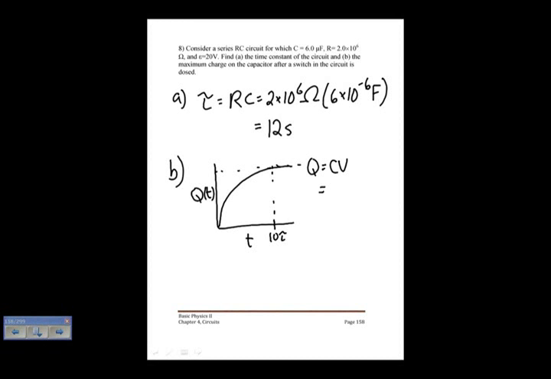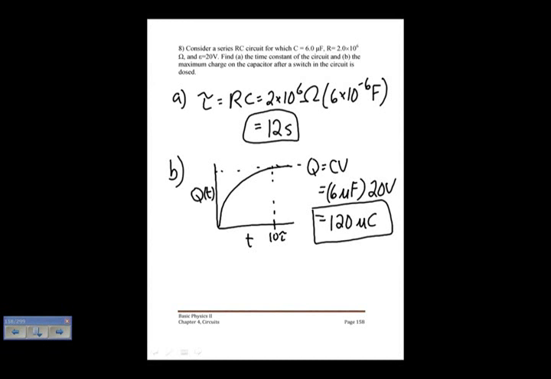And the capacitance is 6 microfarads. The voltage is 20 volts. So this is going to be 120 microcoulombs. There's my time constant. There's my maximum charge.